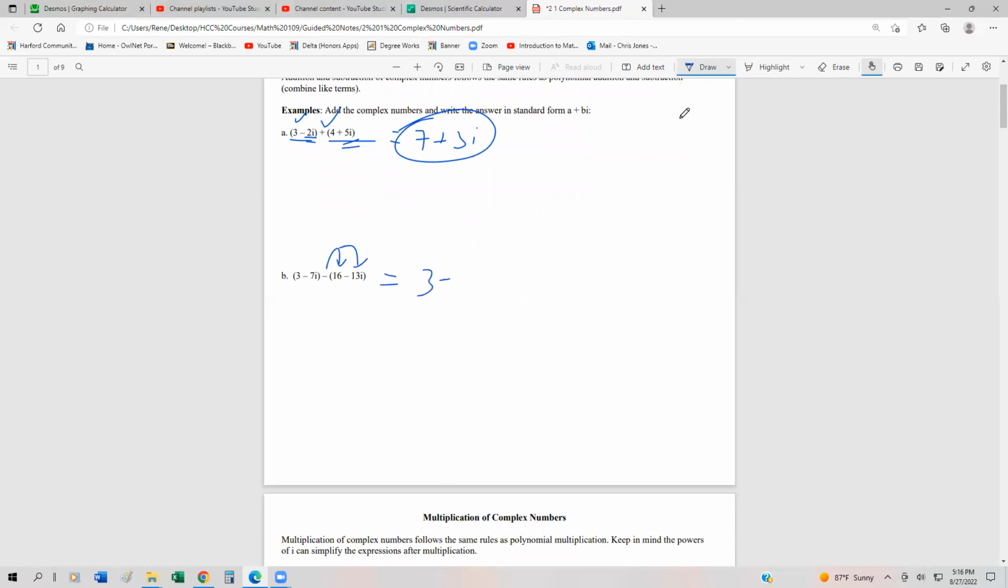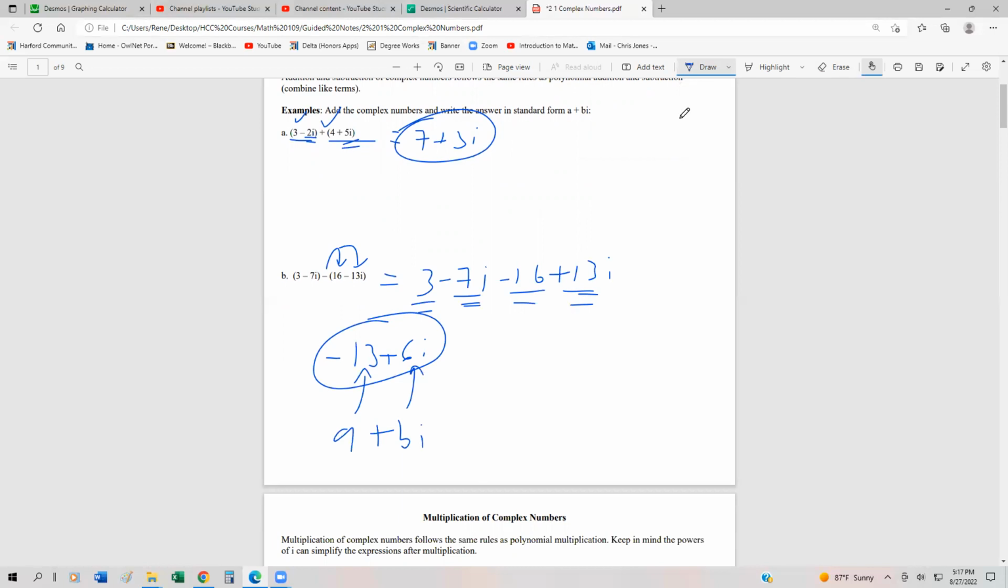So this is going to be 3 minus 7i minus 16 plus 13i. And then what we can do is we can combine like terms. 3 minus 16 is -13. -7 and 13 is going to be a +6i. All right. And notice again, this fits the form a plus bi.